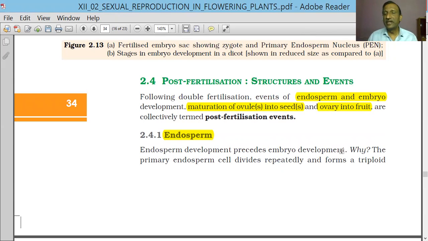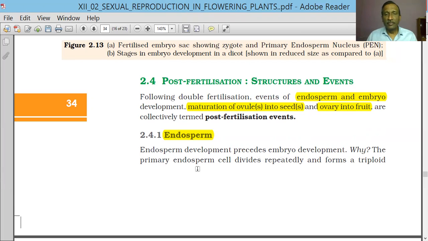Endosperm development precedes embryo development. Endosperm, as we know, is the triploid cell formed by the fusion of a male gamete with the polar nuclei, and it contains three haploid nuclei, that is, it has an extra content of nuclear material. Why does endosperm development precede embryo development? Because the developing embryo requires energy, more food and raw materials, and that food, raw material and energy will come from the cells of the endosperm.